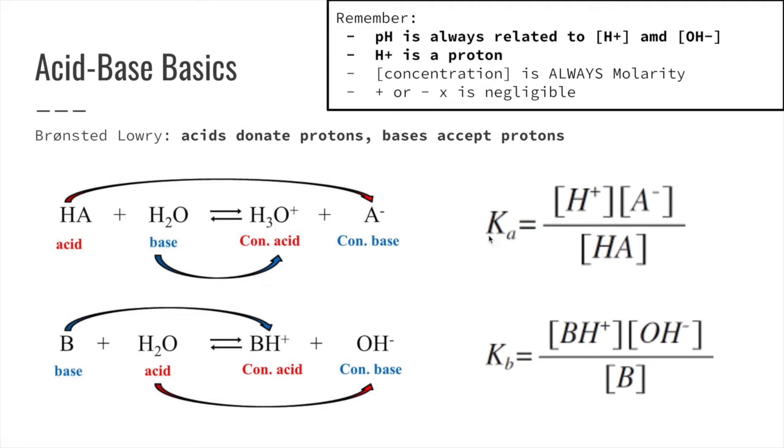The K expressions over here are just equilibrium, so products over reactants, and since all species are aqueous except for H2O, which is a liquid, we don't see H2O appearing in the equilibrium expressions. H2O can act both as a base, which is a proton acceptor, or an acid, which is a proton giver. Because it has this special quality, we can call it amphiprotic or amphoteric.